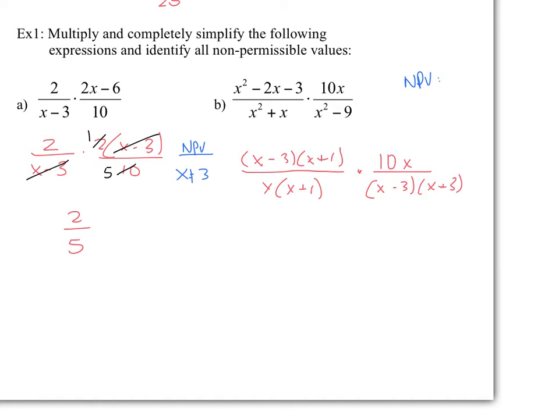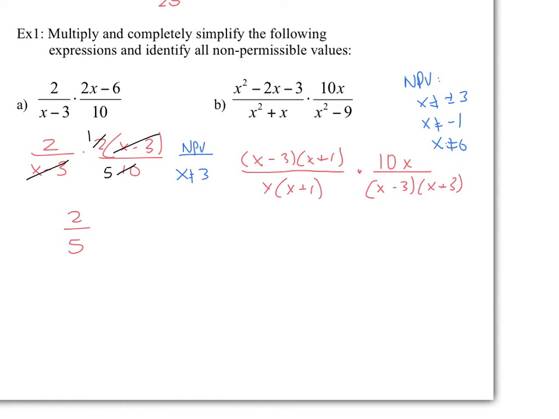Okay, so non-permissible values before I simplify anything. Anything on the denominator that gives us 0. Well, there would be x plus or minus 3 from those factors. So x cannot equal plus or minus 3. And then you have x cannot equal negative 1. And the last factor we sometimes forget: if the factor of x exists, then that means x cannot equal 0. Right? Because if you plug in 0 there, you'd have 0 times 1, which is 0. Again, the non-permissible values are just values of x that would make the denominator equal to 0.